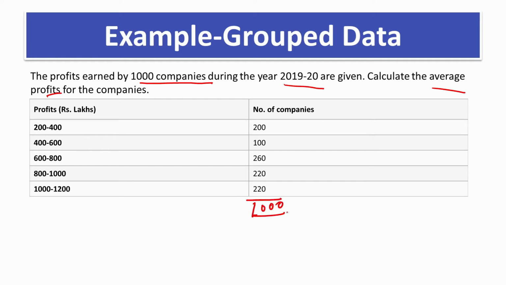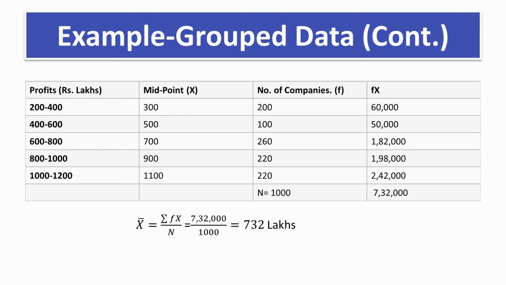So if there are 1000 companies and they are earning different profits, like 200 companies earning profit ranging from 200 to 400, and 100 companies earning profits ranging from 400 to 600, and similarly these. So in this case, you need to calculate the average. How will we calculate the average in this case? First of all, you'll calculate the midpoint of all the ranges. So the midpoint of this range is 300, and for 400 to 600 it is 500.